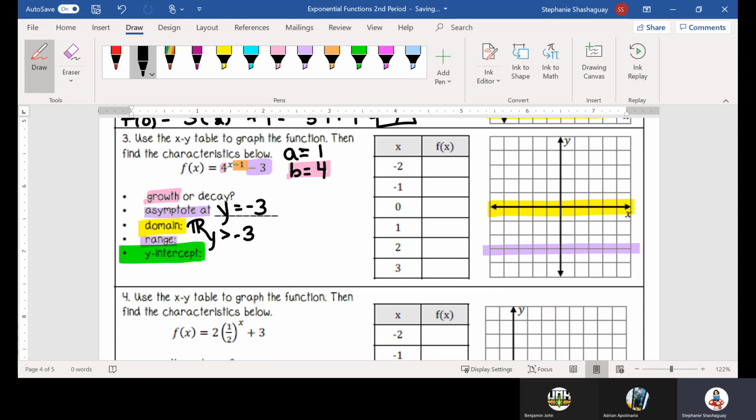Now to find our y-intercept, we're going to plug in 0 for x, so we're going to find f of 0. That's going to equal 4 to the 0 minus 1 power minus 3. Well, 4 to the negative 1 power is going to be 1/4. Anytime I have this negative exponent, it's going to become a fraction. Then I need to subtract 3. Well, 1/4 minus 3 is going to be negative 2 3/4, or negative 2.75.